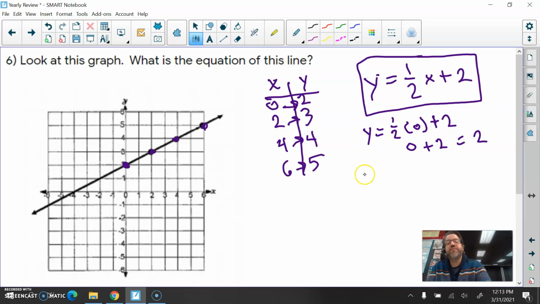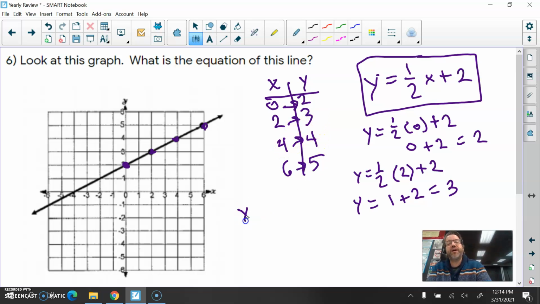Does it work here? Y equals 1/2 times 2 plus 2, right? 1/2 times x plus 2. So y equals, what's half times 2? Well, half of 2 is 1. 1 plus 2 is 3. So did that happen? When x is 2, does y equal 3? Uh-huh. When x is 4, does y equal 4?